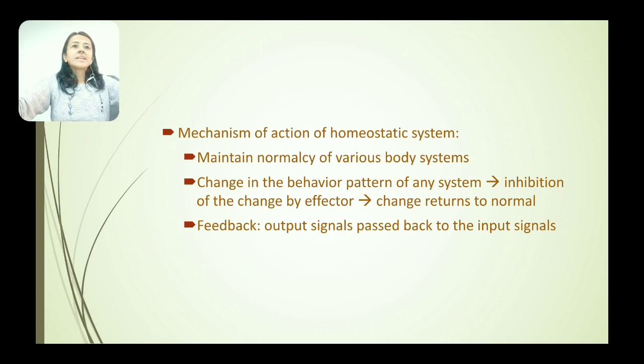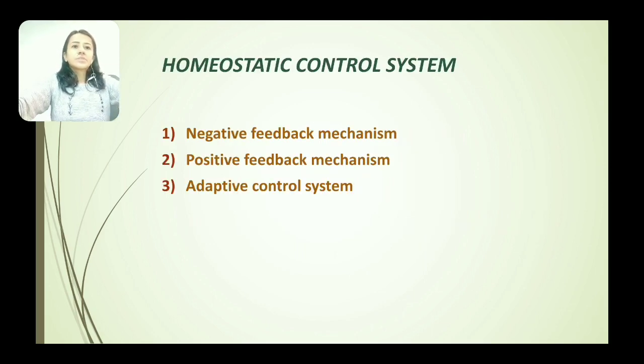Now, mechanism of action of homeostatic mechanism. Homeostatic mechanisms maintain normalcy of various body systems. How? By changing the behavior pattern of any system. They inhibit the change by effector and bring the change back to normal. So you can say feedback is simply output signal passed back to input signals. There are three varieties of homeostatic control systems. One is negative feedback mechanism, second is positive feedback mechanism, and third is adaptive control.